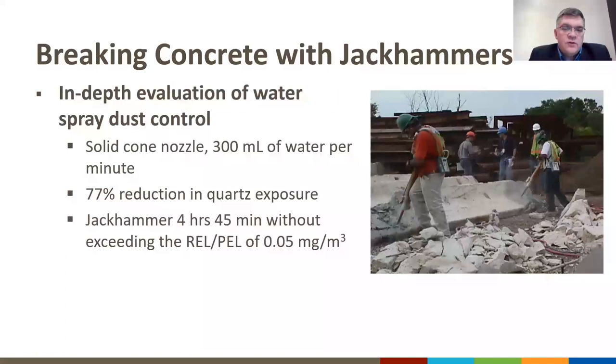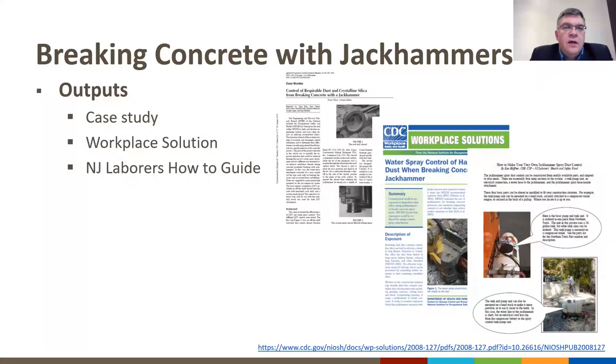Additional work was done in this area, and it was shown that water sprays could reduce exposures by as much as 77% when properly designed and applied. Next slide. A number of the outputs that came out of this research include a published case study, a workplace solutions document, and a how-to guide that was developed by the New Jersey Laborers. Next slide.